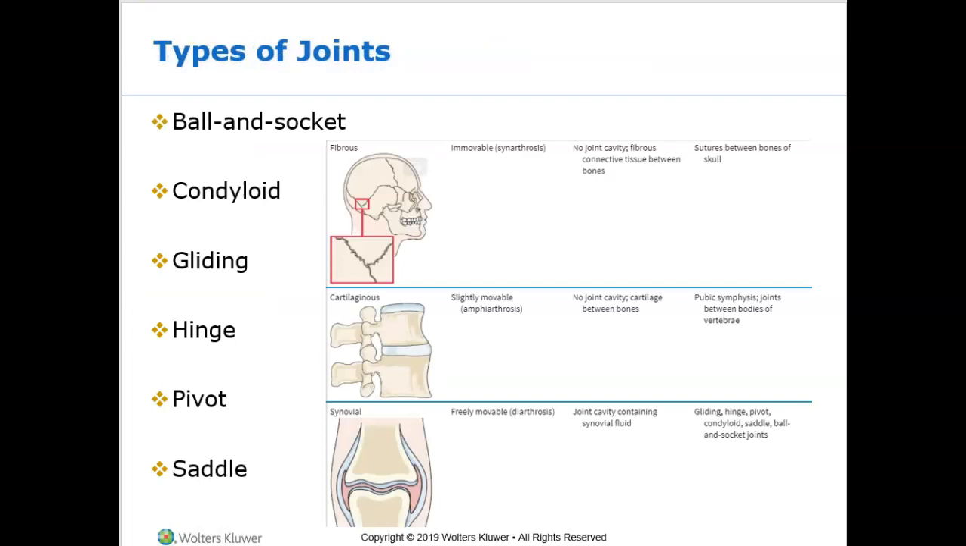All right, and then these are the types of joints you have in your body. You studied all those in anatomy and physiology. The two that I want you to know are ball and socket and hinge. So ball and socket is shoulder and hips, and your hinge joints are elbow, wrists, and knees, and ankles.